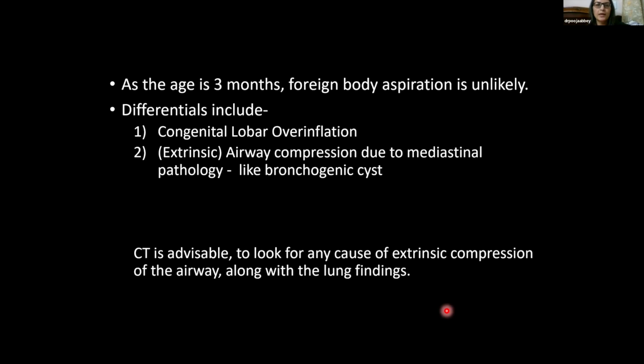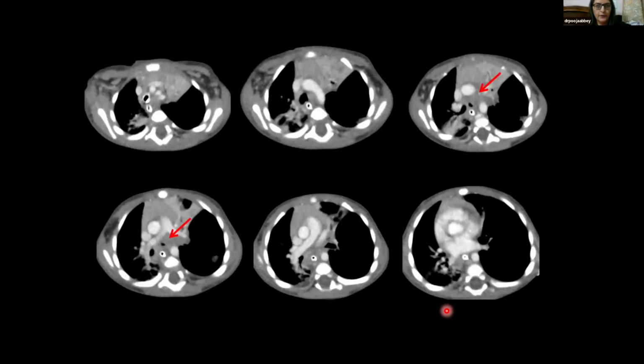Otherwise, there can be extrinsic airway compression due to some sort of mediastinal pathology like a bronchogenic cyst. So we should go ahead with the CT to look at what is happening. And these are some of the CT images. So this child was intubated. So that's the endotracheal tube, that's the Ryle's tube in the esophagus. And what do we see here?